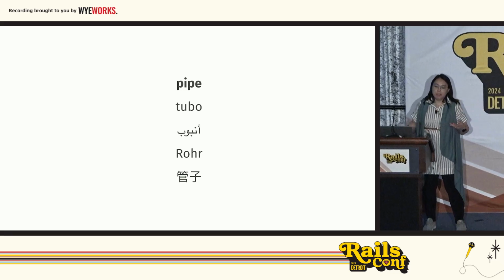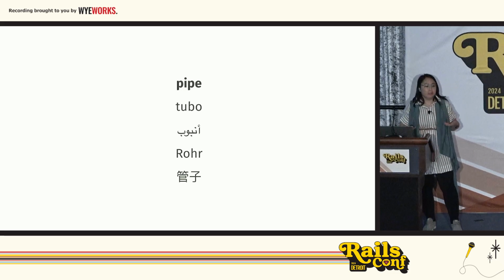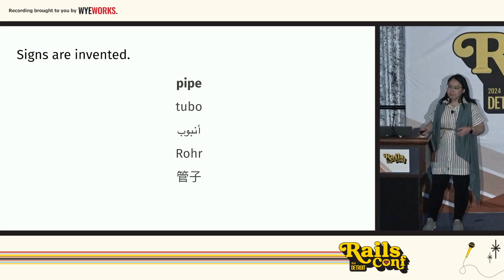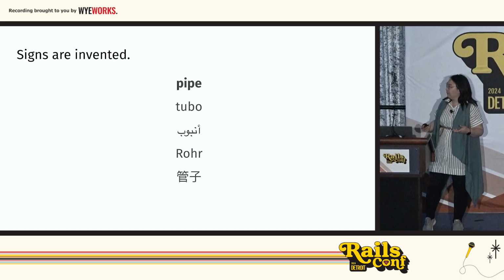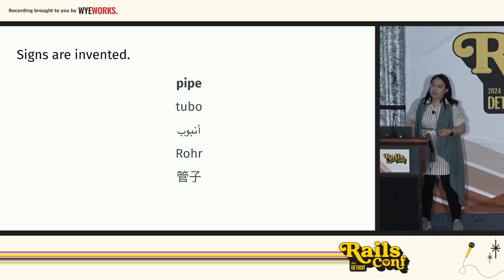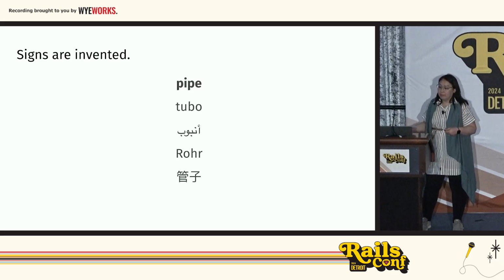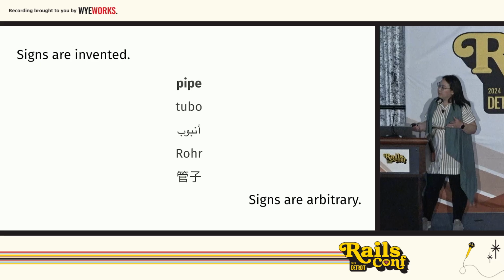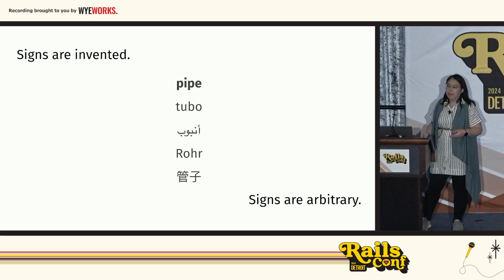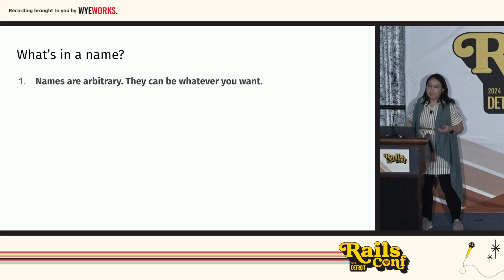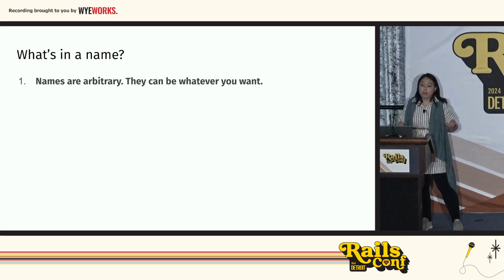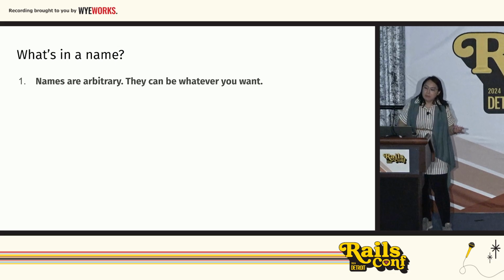And relating this back to language, the letters for pipe are not the universal signifier of pipe. Here is pipe in a few different languages, right? They all should invoke the physical object of the pipe to speakers of these languages. And we can make an assumption from that: signs are invented, right? Each language came up with its own symbol or sign for pipe. And this brings us to my first point about a name. Signs are arbitrary, right? They can be whatever you want. And if names can be whatever you want, what makes one name better than another?